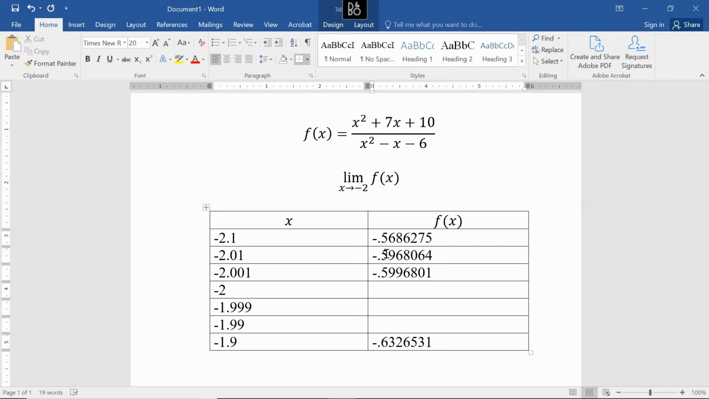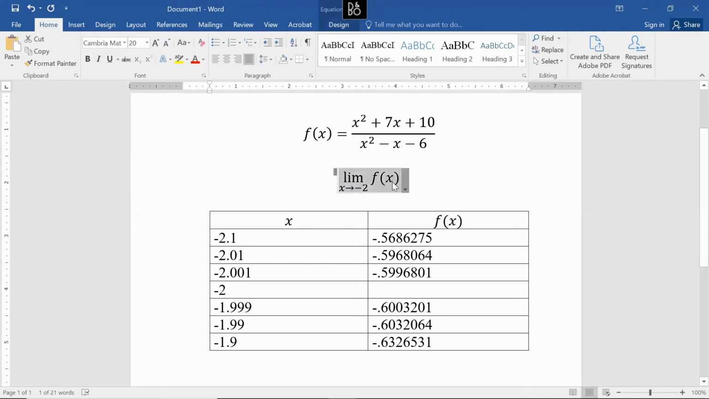Now, if I plug in negative 1.9, I end up with negative 0.6326. Negative 1.99, plug that in, I end up with negative 0.6032064. Negative 1.999, plug that in, I get negative 0.6003201.